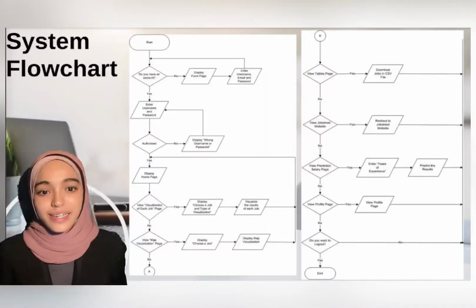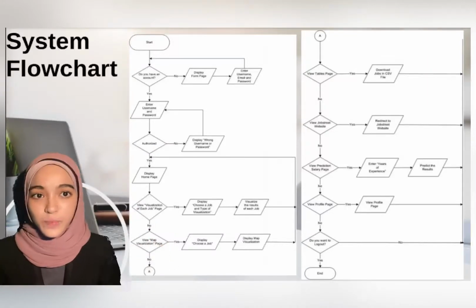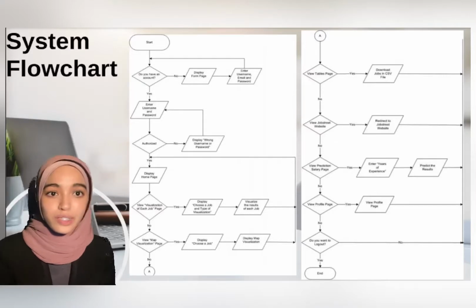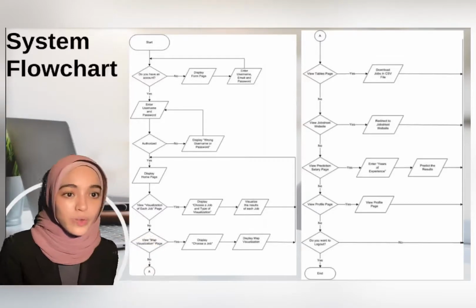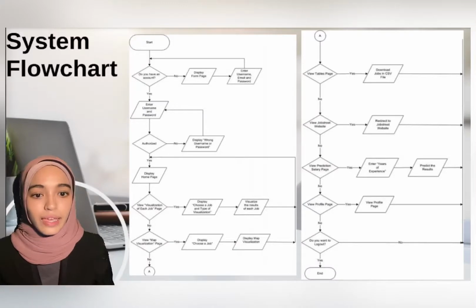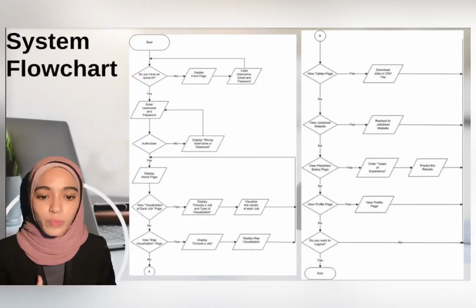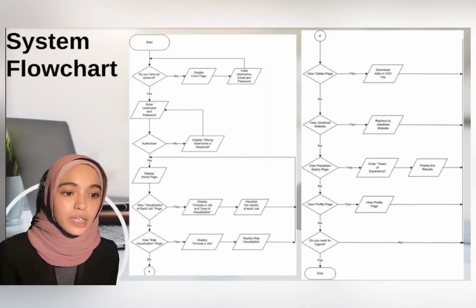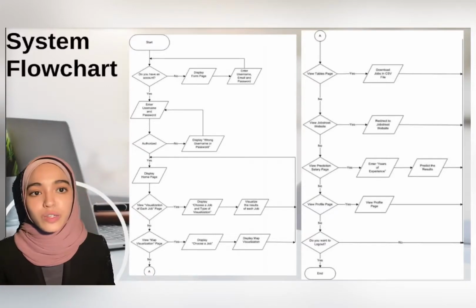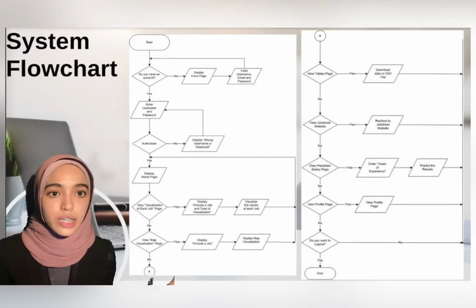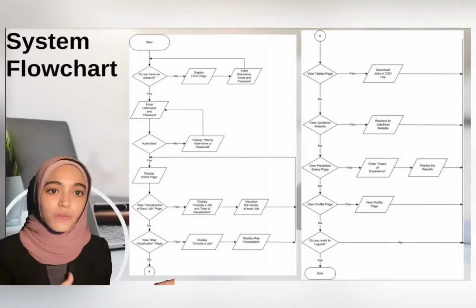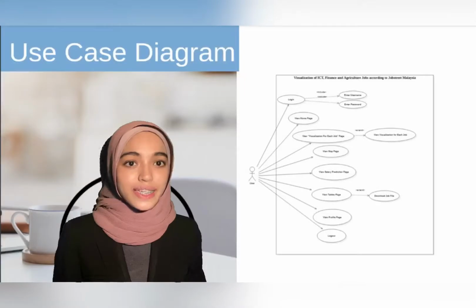System flowchart. This is the flowchart for the system. As you can see, it starts with the user having an account until they can log out. The user can view the homepage, visualization for each job page, map visualization page, and view tables page. They can redirect directly to the JobStreet website, the prediction salary page, the view profile page, and lastly, they can log out from the application. Use case diagram.